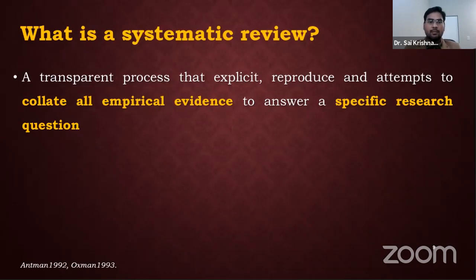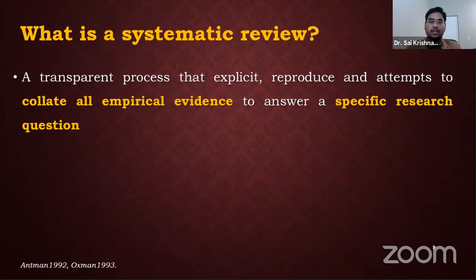It's a transparent process, meaning anyone or everyone can know how exactly a systematic review is performed and what all the elements it included, at each and every step. And it's explicit, that means it's a clearly reproducible process which attempts to collect all the information that exists so far related to one specific question, and it will answer that question. So that makes systematic reviews special.